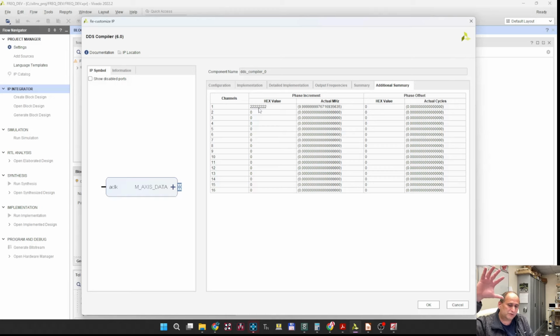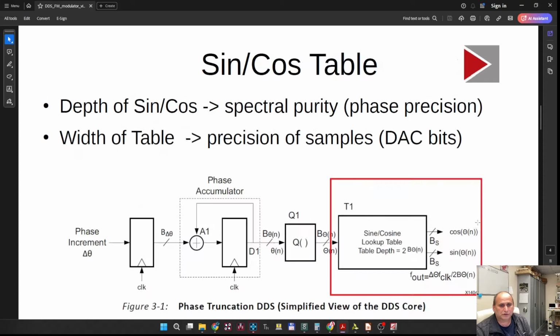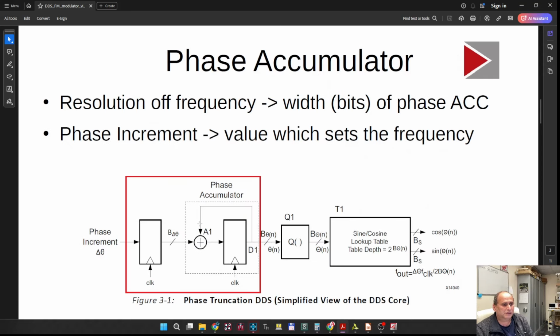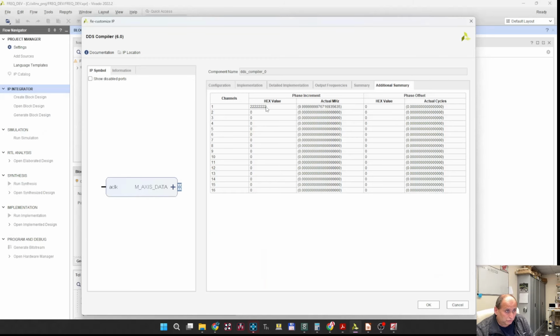Remember from the construction of the DDS core, which is here on the first slide, is this. So this is the quantity that we need to have here in order to get 10 megahertz out of this. So if we put here this number, 2222222, careful, this is hex, we are going to get 10 megahertz, or very close to 10. Okay, that's perfectly fine.